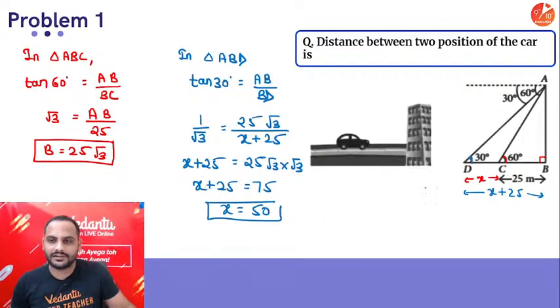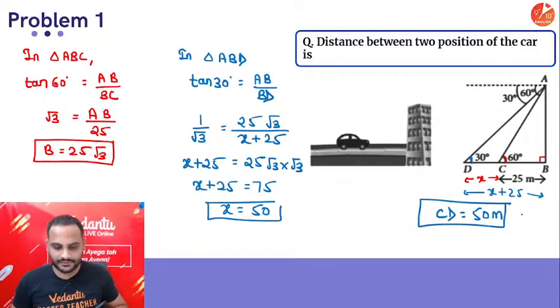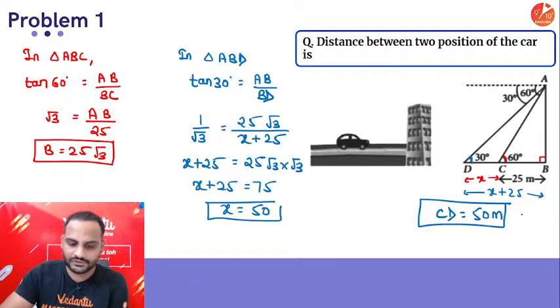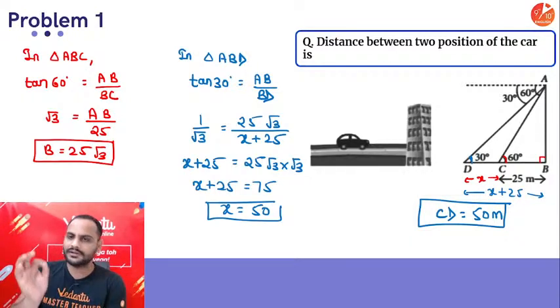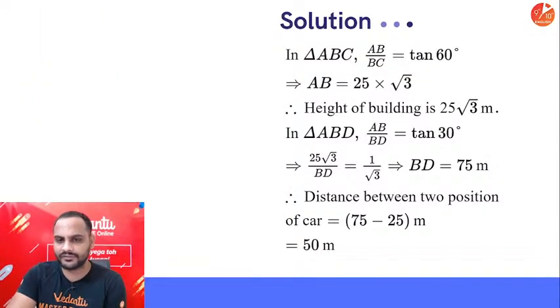What is x? The distance between the two positions. So CD will be equal to 50 meters. This is how this question will be done. An easy question, not very difficult.